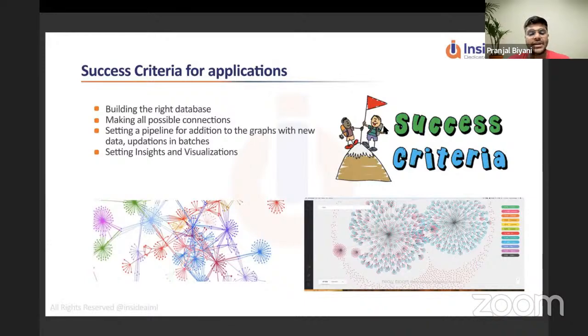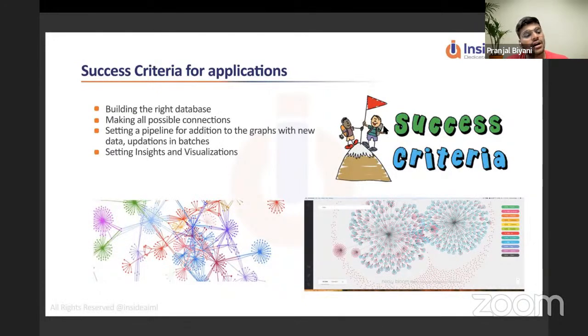So to build the right database, you have to make sure that there are legitimate connections between different nodes in the system. And the edges have certain kinds of relationships. They have certain kinds of weighting and everything, right? The next is try to make all possible connections, okay?